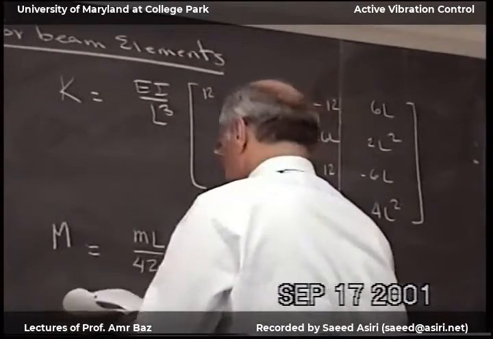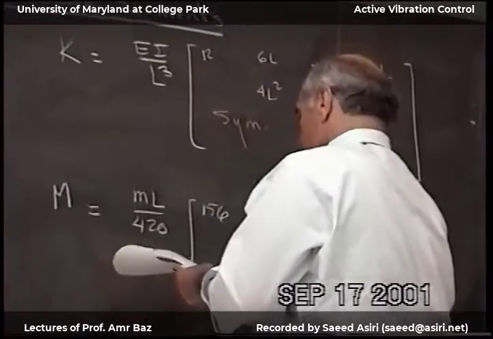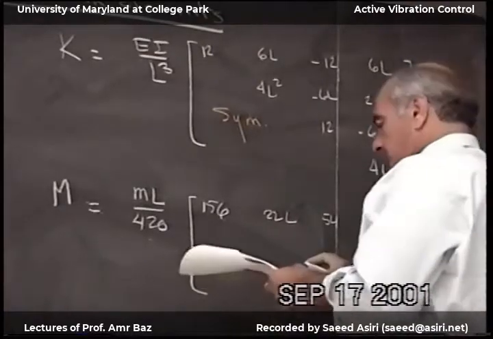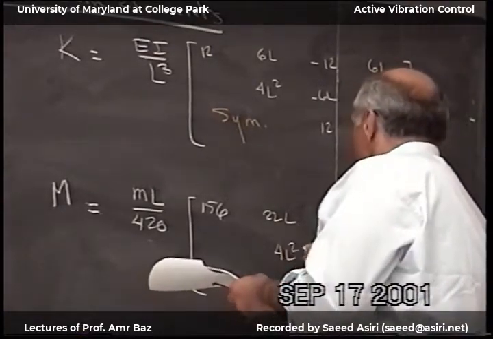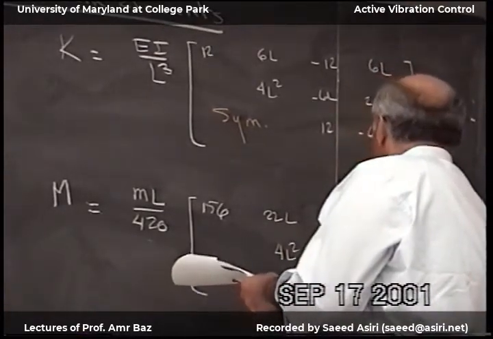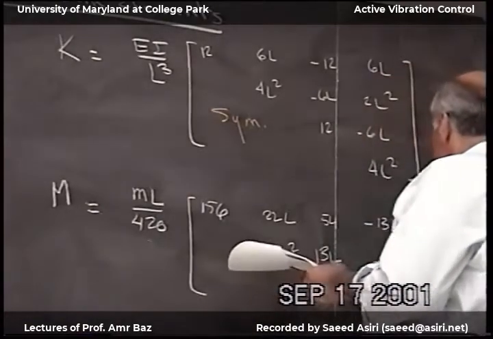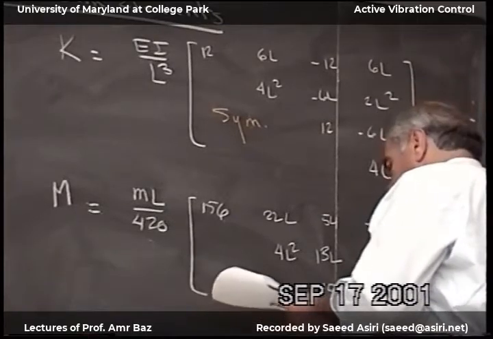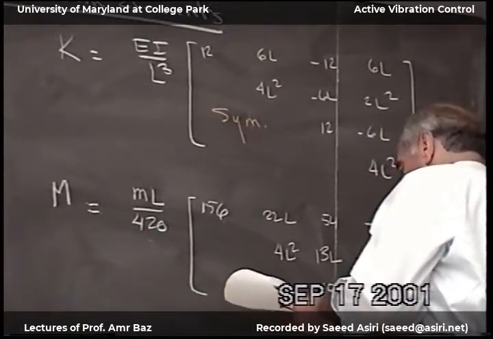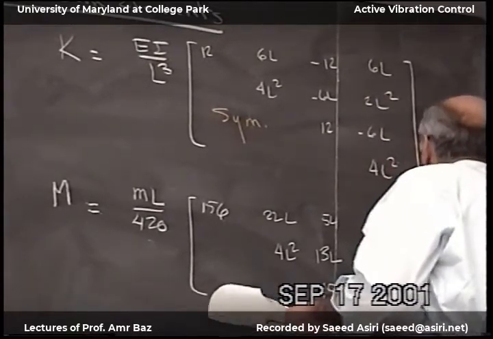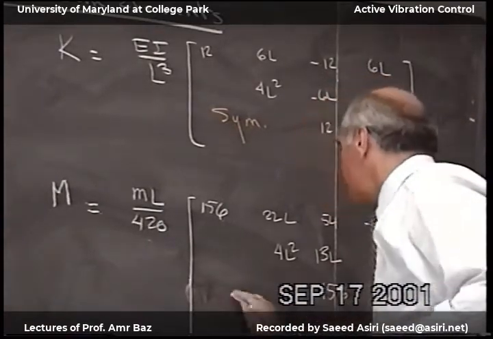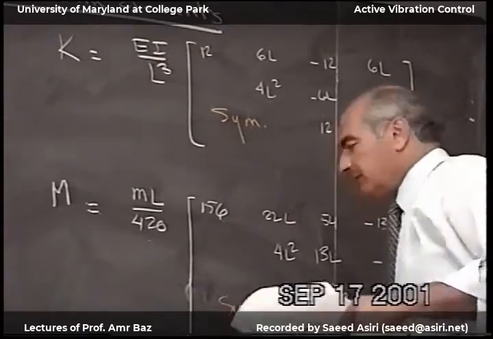156, 22L, 54, 13L, 156 minus 22L, and then 4 L squared. And then the same story, symmetric.